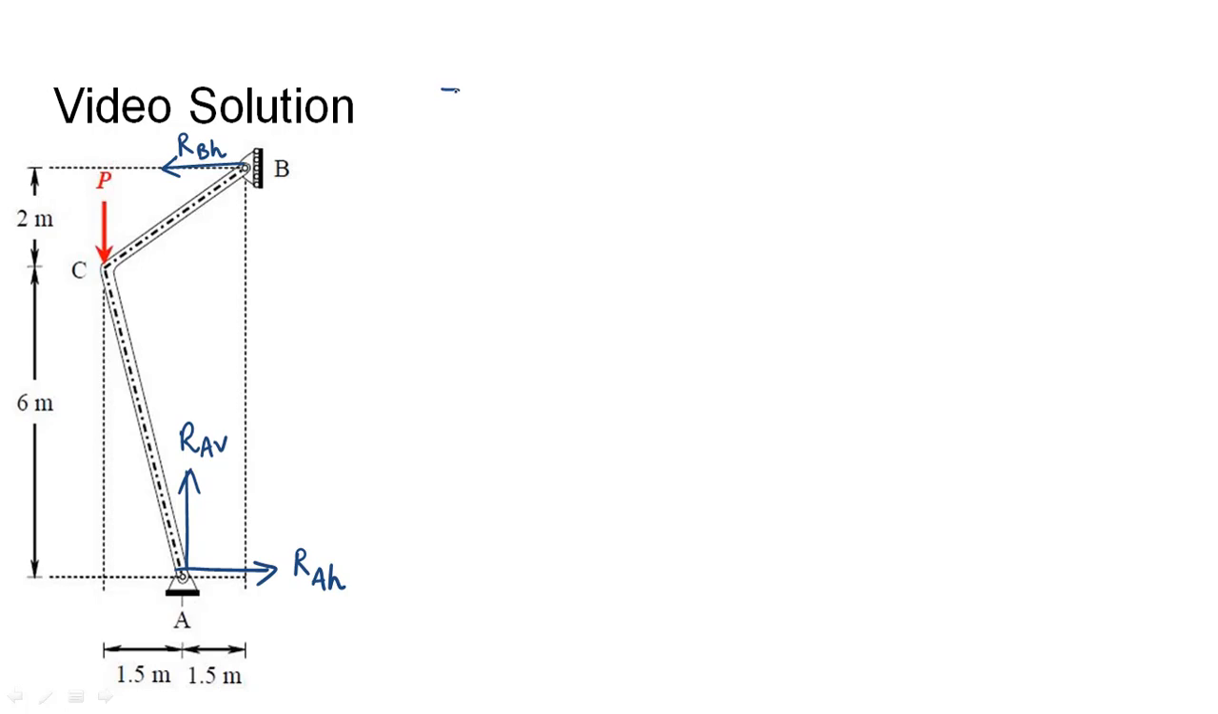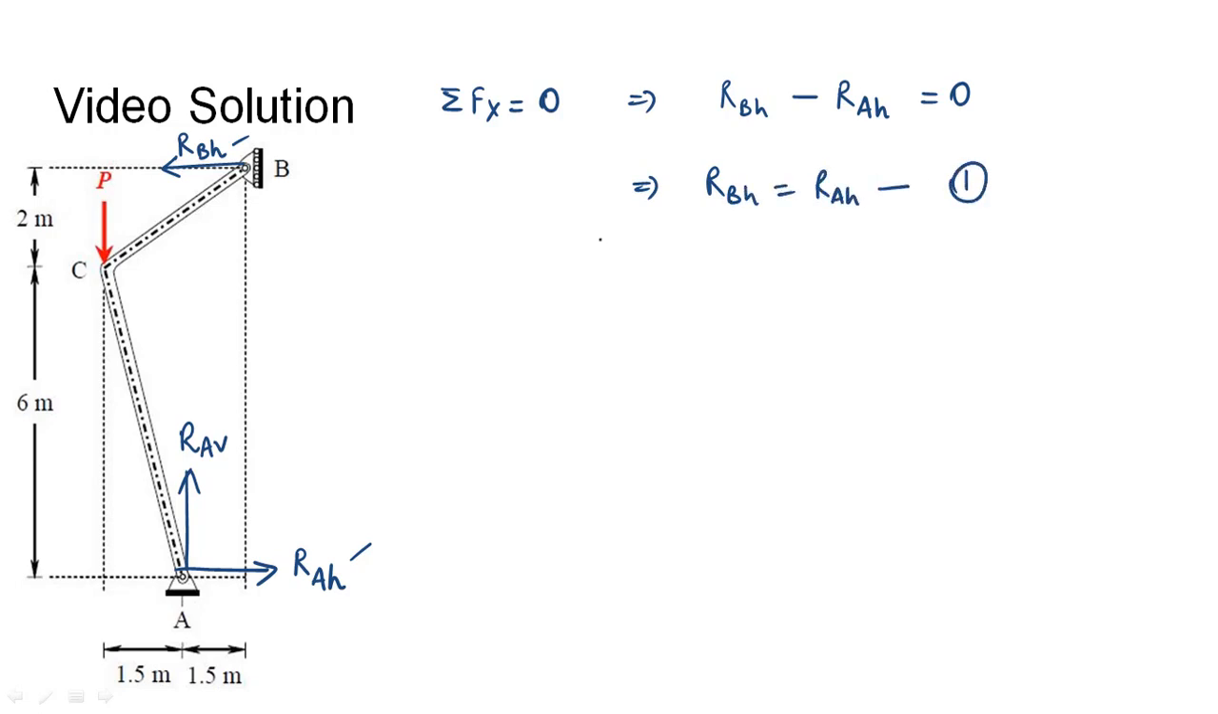So using the first condition, which is that the sum of horizontal forces on the body should be 0, we can see that the horizontal forces on the body are RBH and RAH. So RBH, since RAH is in the opposite direction, we will take it as minus, equals 0. So this will give RBH equals RAH. This signifies that the magnitude of these two forces will be equal.